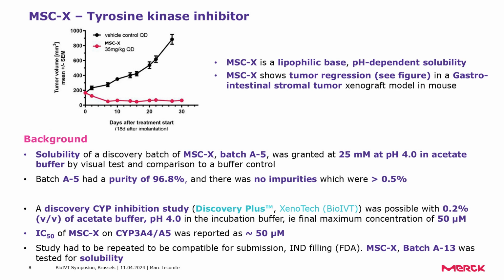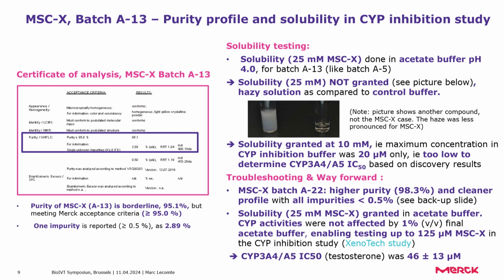But then the compound was progressed towards IND submission, FDA, so we had to repeat the study to produce a report which can be used in the regulation, in the submission dossier. So batch 5 was an early batch, no compound left, so we had to choose another batch, A13. We decided to use this for the solubility testing and to repeat the study.